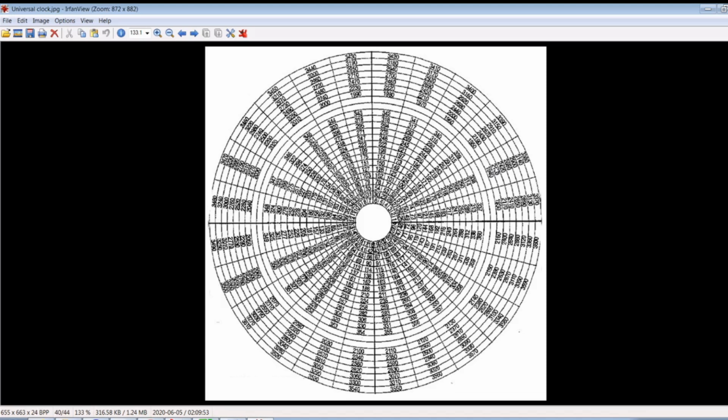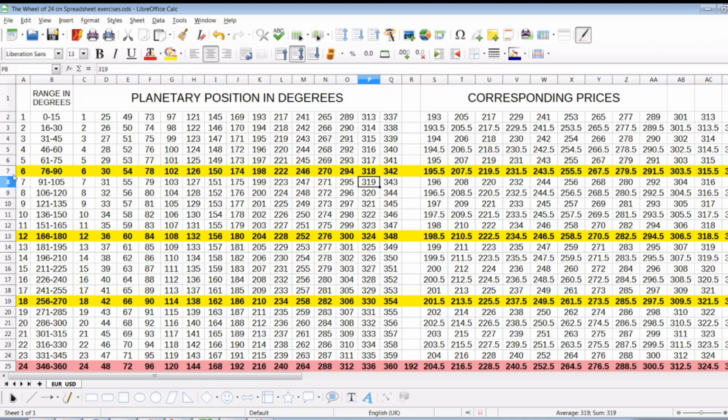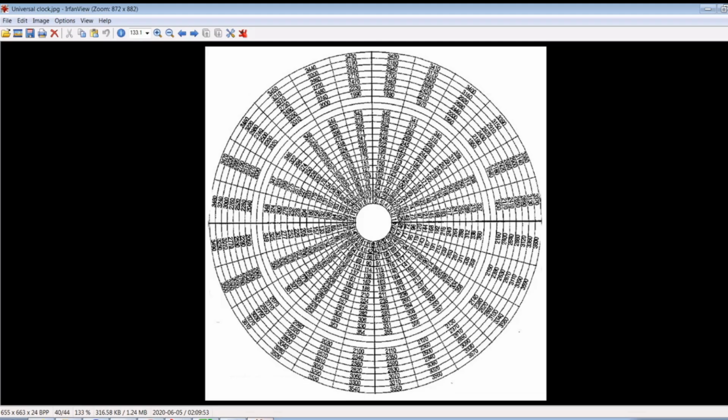For example, if any given pair or share reacts to the aspect of, let's say, squares or oppositions, then we use these lines. So here is the square, 90 degrees. 90 degrees is a square. Opposition is 180 degrees. Another square is 270 degrees, which is over here, which represents here 90, 180, and 270.